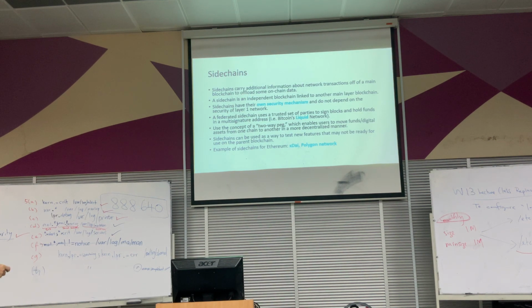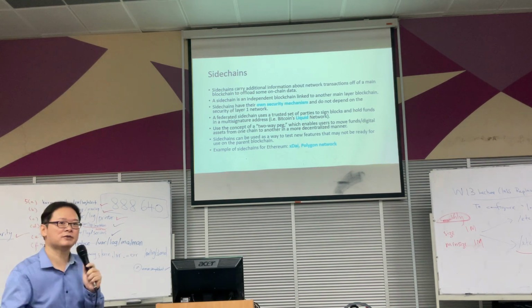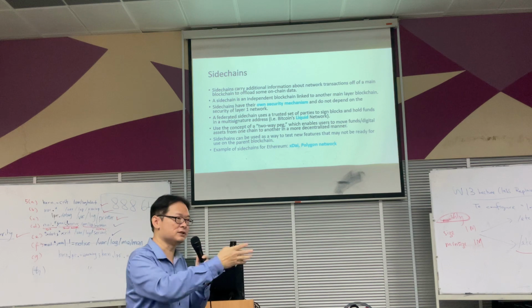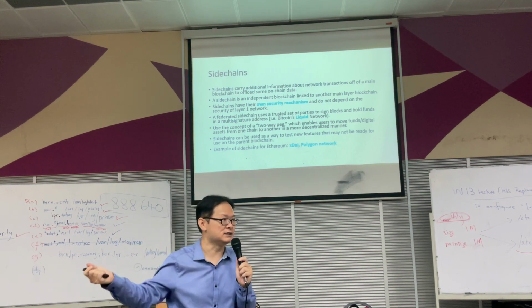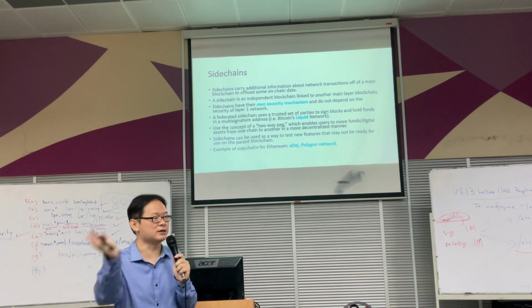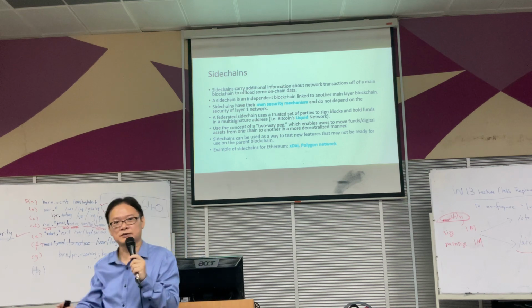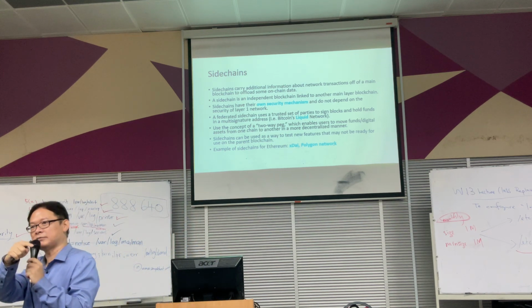Sidechains are the ones running side by side, so they depend on their own security. It's good for you to do some testing on a new blockchain platform you want to build. You can use it because you won't mess up your existing main network. You create a new protocol, a new blockchain platform. Go ahead and test it there.